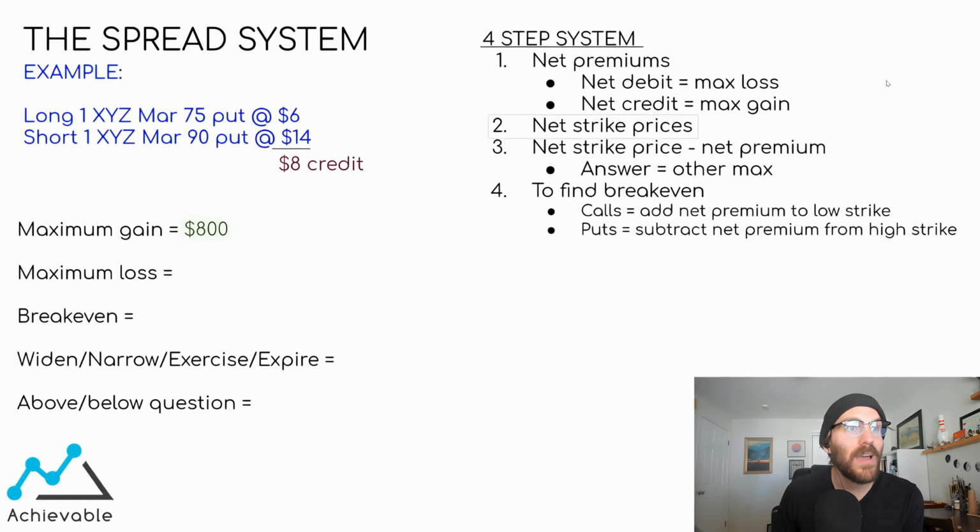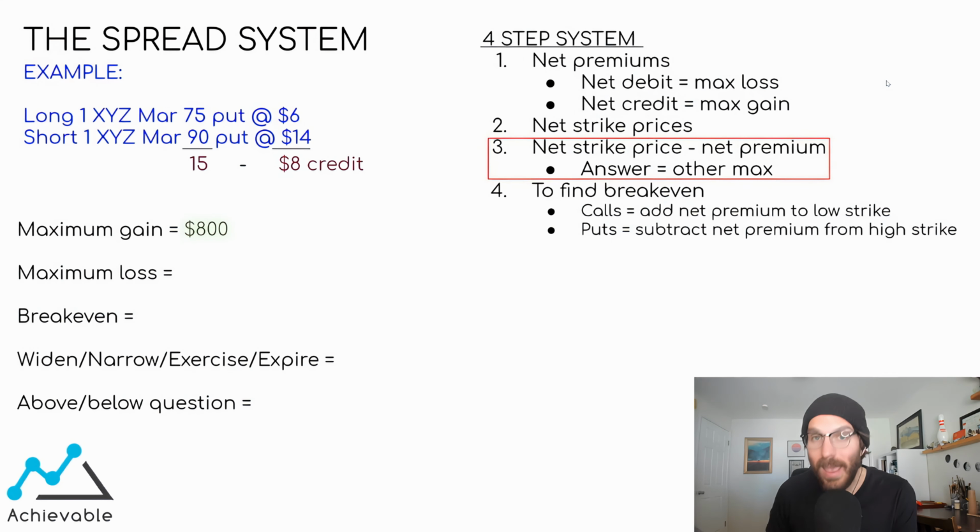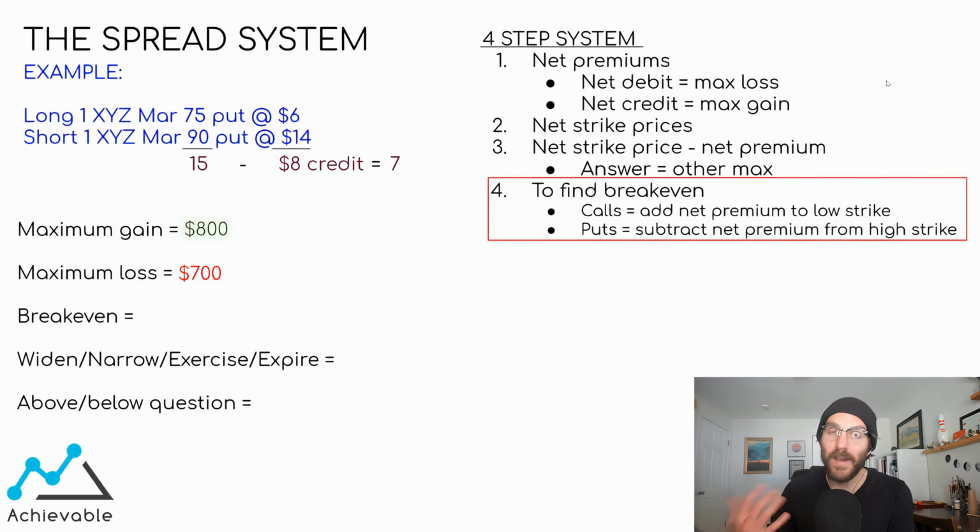Next step, we're going to find the difference between the two strike prices, which is 15. That's the only step that doesn't tell us anything, but it's an important step to get to the next thing, which is we're going to take our net strike price of 15, subtract out 8. And again, try not to think about the 8 as a positive or a negative. Just what's the difference between the number 15 and the number 8? And the answer is 7. Now that tells us the other max, meaning we figured out maximum gain up front. Therefore, this is going to tell us what our maximum loss is. Our maximum loss with this strategy is $700. Last step. To find the break even, we have to go back to our original net premium, which was 8.